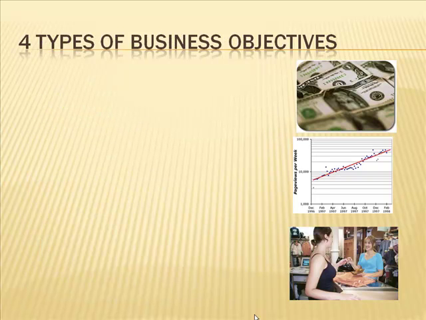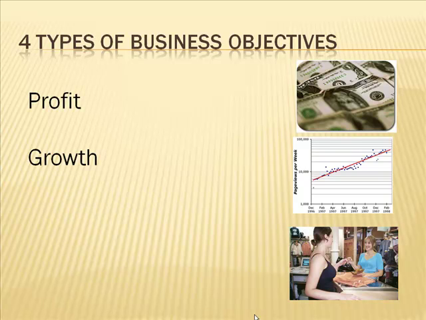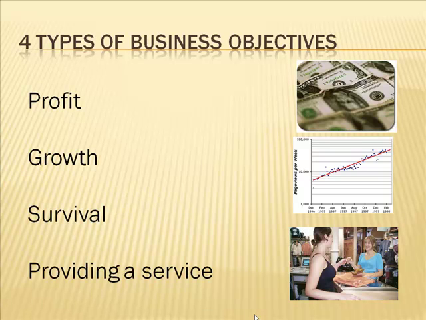So we've covered the four objectives. Just to remind you, we've got profit, which is making money. You've got growth, which is to get larger. You've got survival, which is just to make sure you stay afloat and don't go bankrupt, and providing a good service. Now, some companies may have only one objective as their main aim.